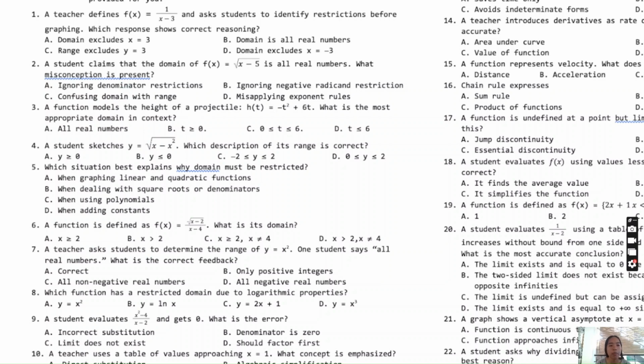Because the denominator of a function must never be equal to 0. If we set x minus 3 is equal to 0, then we get x is equal to 3. At this value, the function becomes undefined. So we must exclude x is equal to 3 from the domain. That is why our answer is letter A.